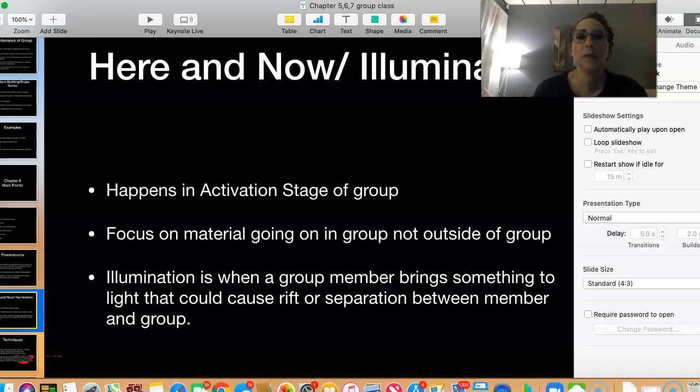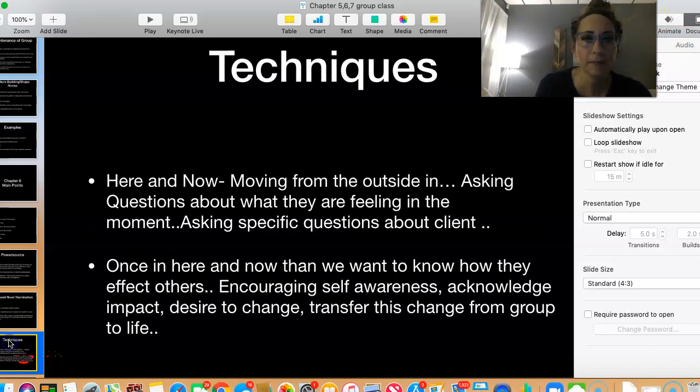Illumination is when a group member brings something to light that could cause a rift or separation between a member and group. Those are things that it's good are being brought to light, but now we have to address it and work through it. Okay. So different techniques for the here and now.